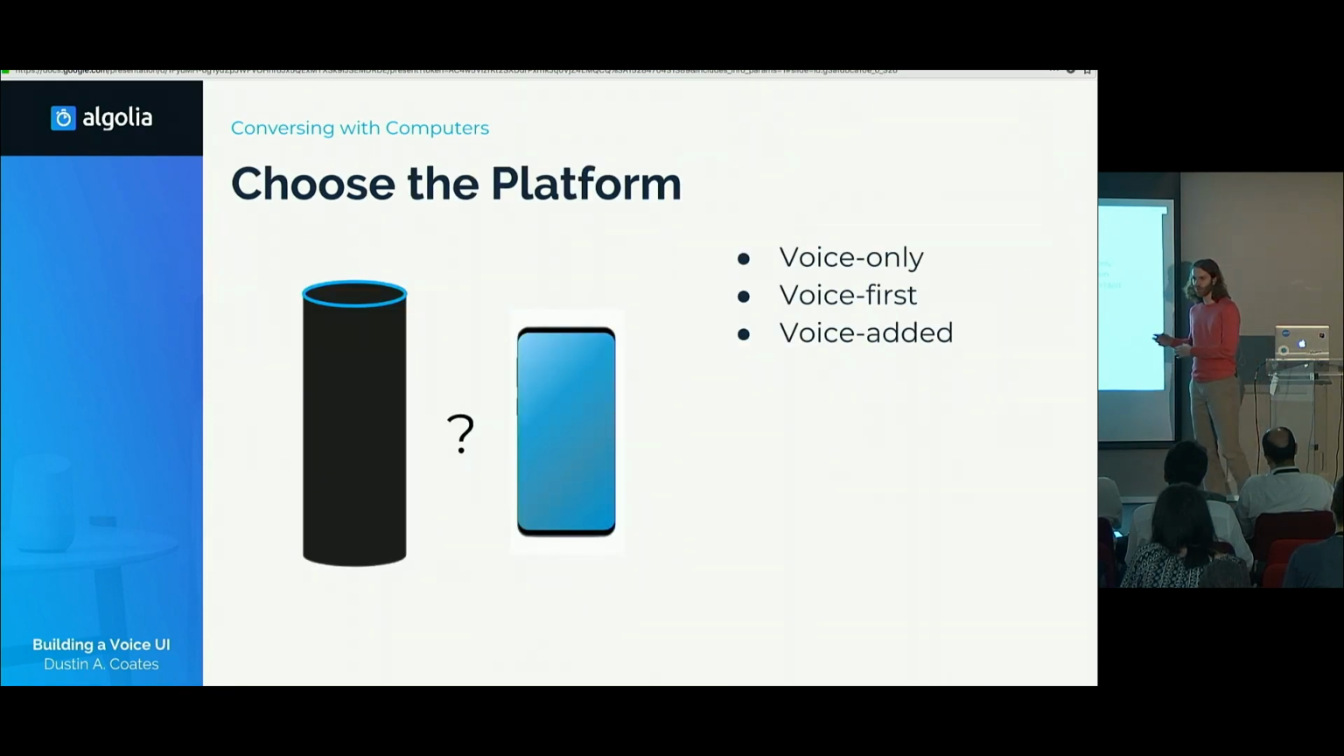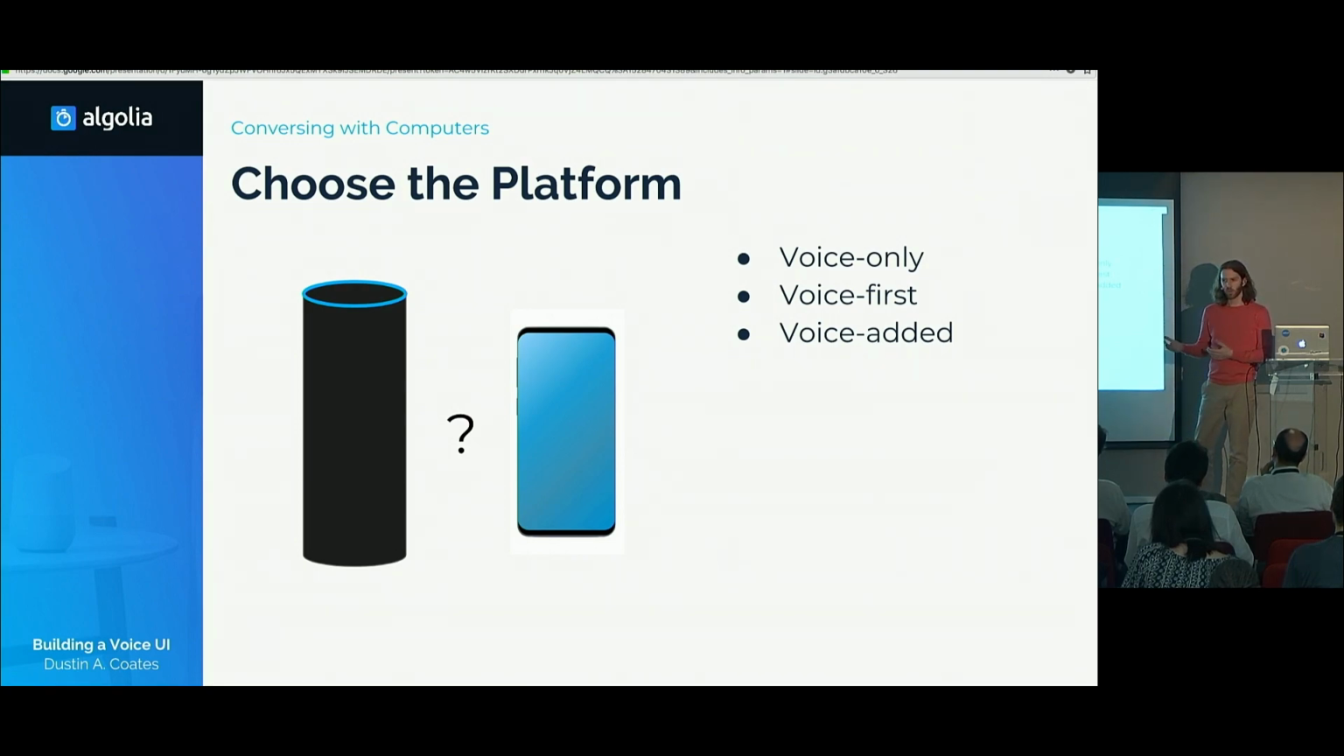You also want to choose which platform your voice experience is going to be on. There's three main types. There's the voice only, the voice first, and the voice added. Voice only is exactly what it sounds like. It's only voice. These are things like the Google Home, the Amazon Echo. There is no screen, there's no input or output, but the voice.